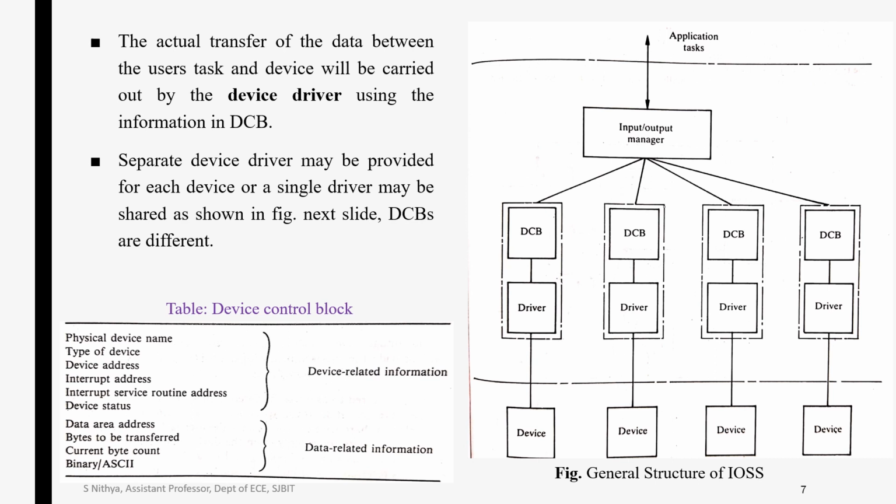Similarly, the data area address, the bytes to be transferred, the current byte count, and whether it is a binary data transfer or an ASCII data transfer. All this information will be there in the device control block. So this is the diagram which represents the multiple drivers that can be accessed for each and every device. For each device there will be a separate device control block and device driver.